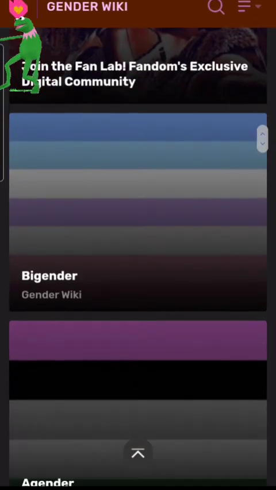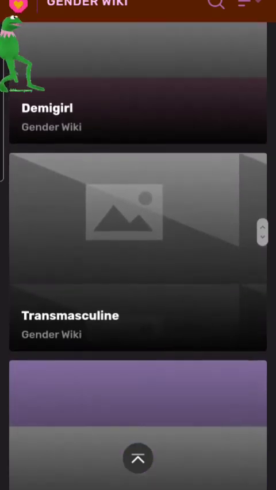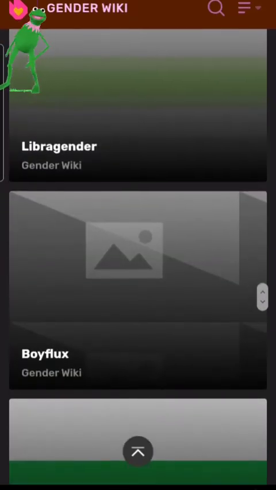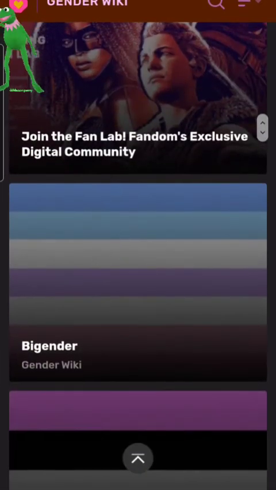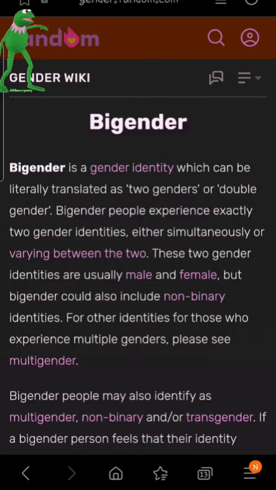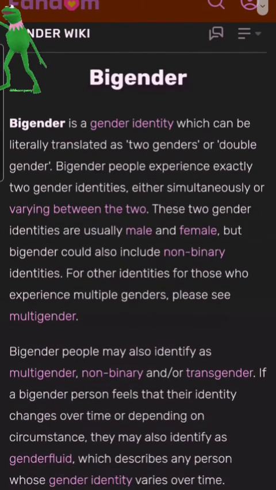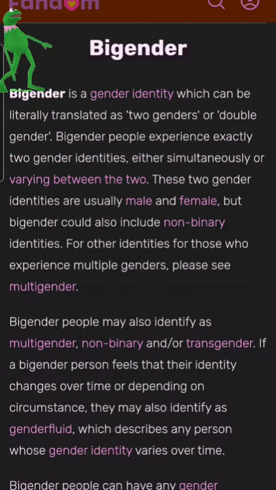Okay, so now that we're down here, we're gonna try some of these, because there's a lot of these. Okay, we're gonna try bigender first. Bigender is a gender identity which can be literally translated as two genders or double gender. Bigender people experience exactly two gender identities, either simultaneously or varying between the two. Okay, this sounds a lot like me so far, except I don't use only two, I use all of them. These two gender identities are usually male and female, but bigender can also include non-binary identities.